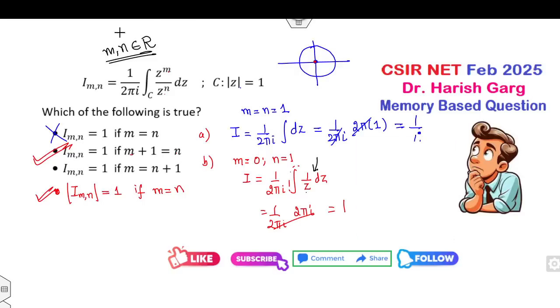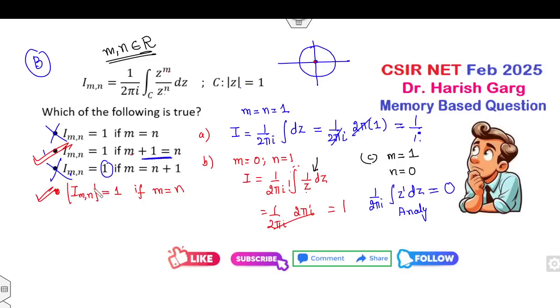Chaliye, look at the third case. m is equal to n plus 1. So again, in this case, I can choose n will be 0, m will be 1. So then your integration will be of z. So clearly this function is analytic, and once this is analytic, what is the answer of this case? It is 0, but it said 1. So that option is wrong. As per this information, only the b is the correct answer. But if it is a modulus, then this is also the right answer.